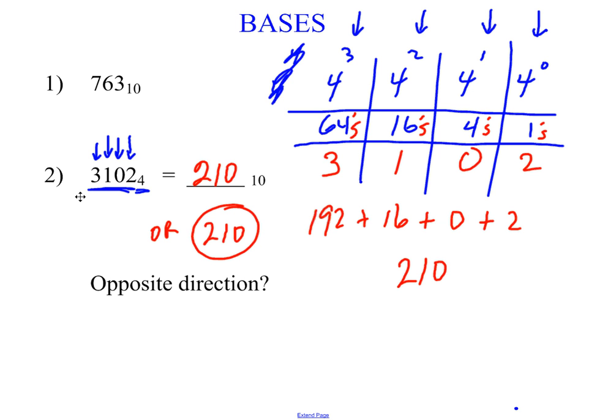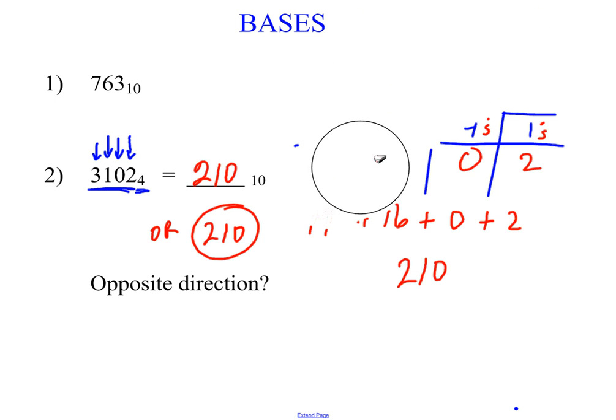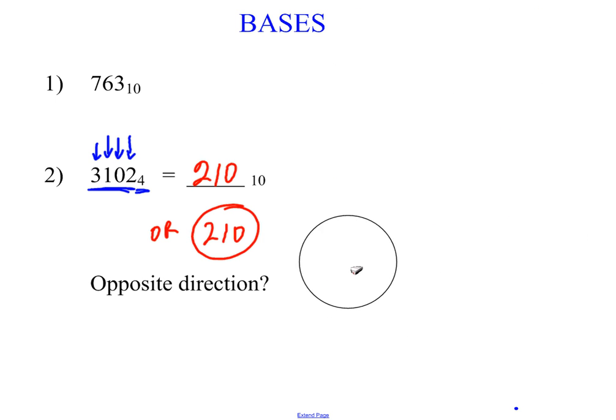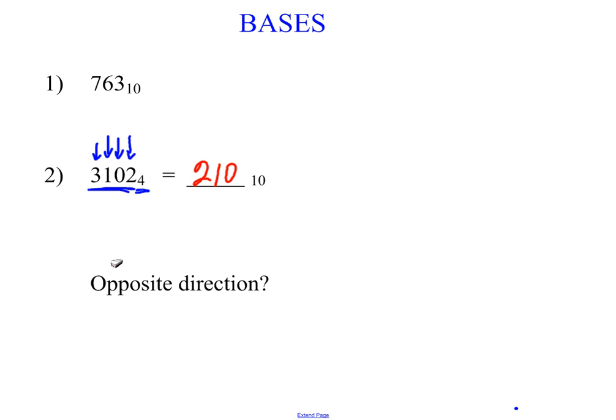Now what if we want to go in the opposite direction? Let me erase this so I have some space to work here. Let's take that 210 and work it the opposite direction. If we started with 210 and I want to rewrite it in base 4, what would happen? I'm going to write the 4 to the 0, 4 to the 1 like that. Actually, I need to start with 1, 4, 16, 64, and I'd keep going if I had to.